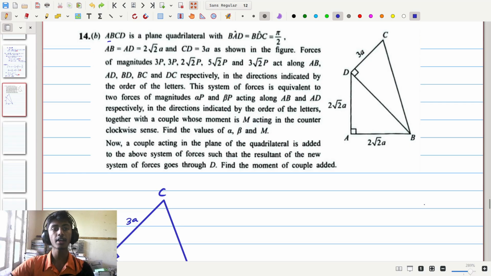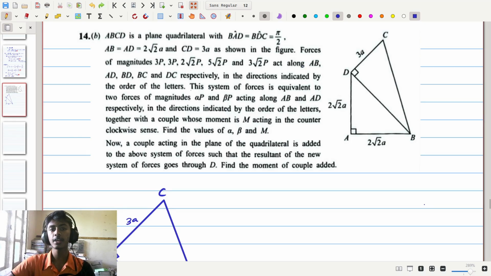The question says, ABCD is a plane quadrilateral with angle BAD equal to angle BDC equal to pi by 2 radians, AB equal to AD equal to 2 root 2 a and CD equal to 3a, as shown in the figure. The forces of magnitudes 3p, 3p, 2 root 2 p, 5 root 2 p and 3 root 2 p act along AB, AD, BD, BC and DC respectively, in the directions indicated by the order of the letters. So basically if we have AB, it means the force acts in the direction from A to B, or basically if you take the AB vector, then that direction is the direction that the force is applied in.